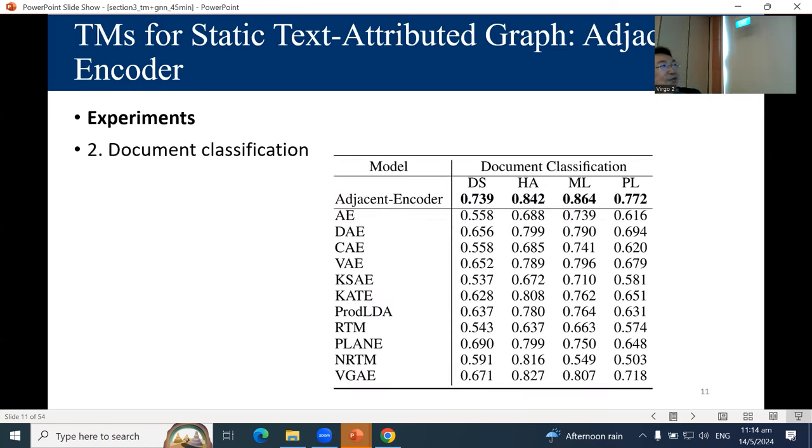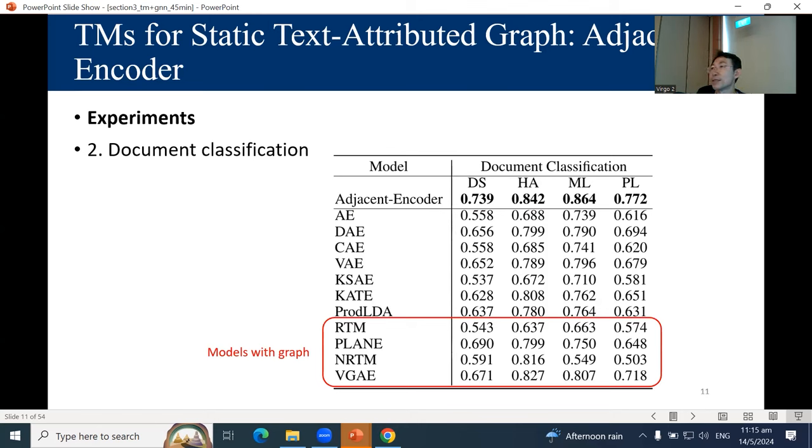Okay, we compared this to a lot of different autoencoders. All these are autoencoders: denoising, contrastive, variational, k-sparse autoencoder, and Kate, I think, is another form of the sparse autoencoder. A number of them are topic models, RTM, and so on. These are still graphical models. And VGAE is a variational graph autoencoder. So these are models with a graph. But in this case, the autoencoder is showing outperformance in terms of classification.